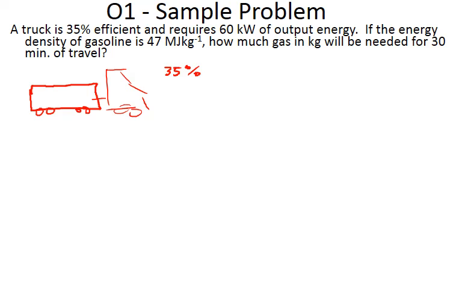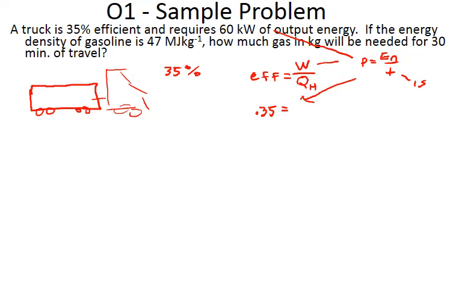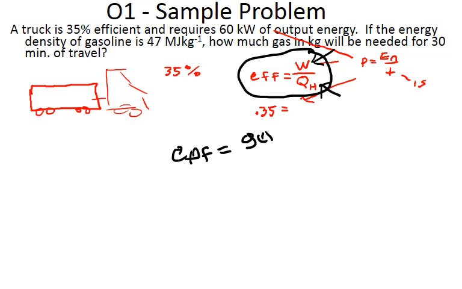Okay, so here's our truck, 35% efficient. And remember, what you get out over what you put in. And that's another way of writing this. How much work do you get out of your QH? QH is what you put in, and then W is how much you get out of it. Again, efficiency is equal to how much you get out over how much you put in. And getting out here is practical work. What you put in is the QH.